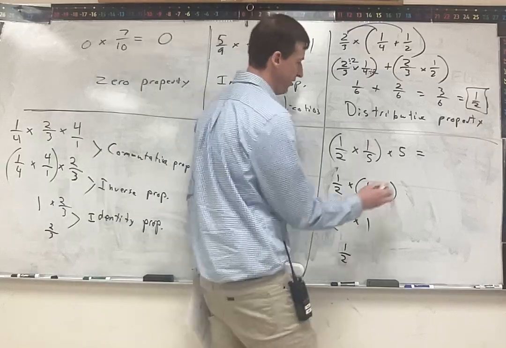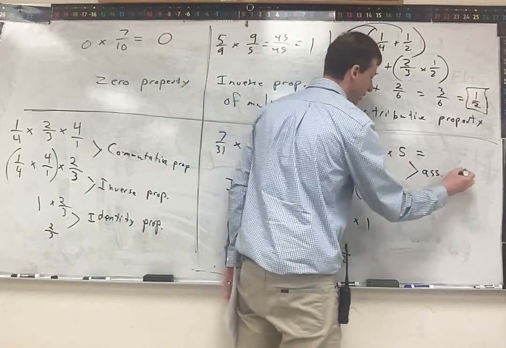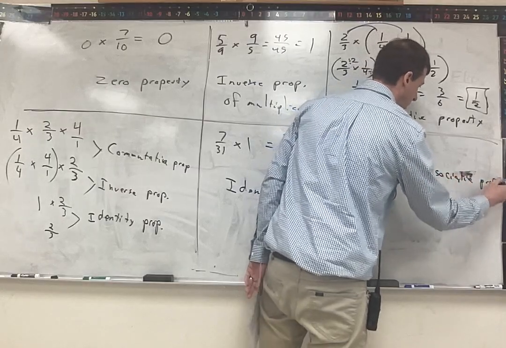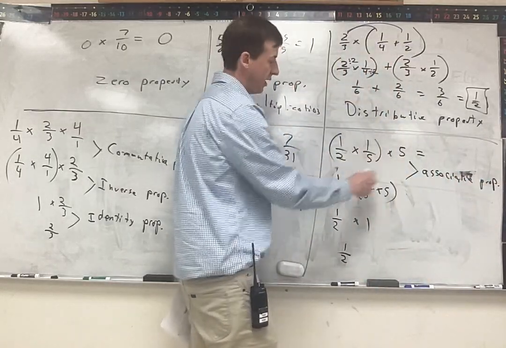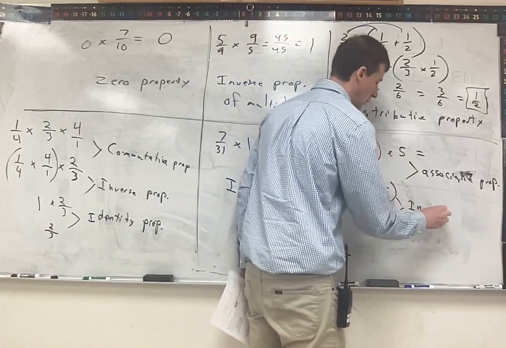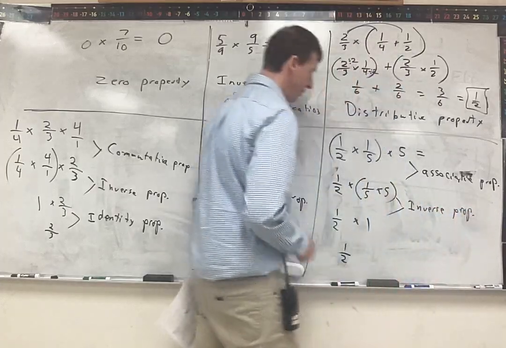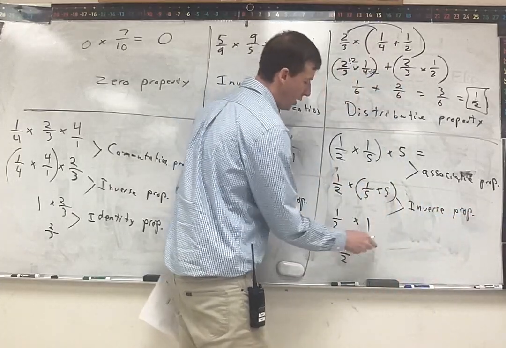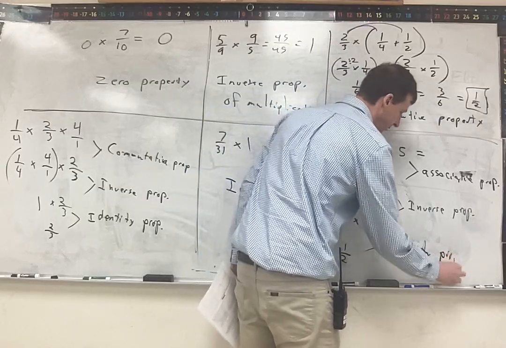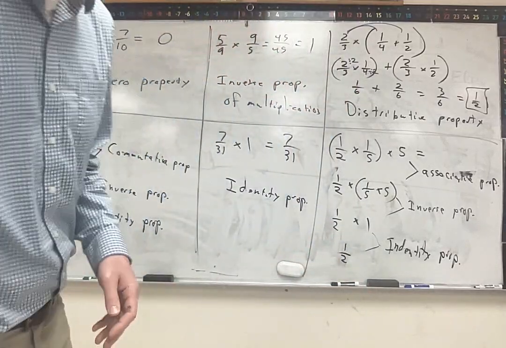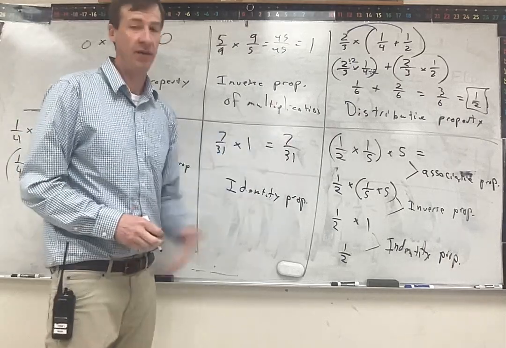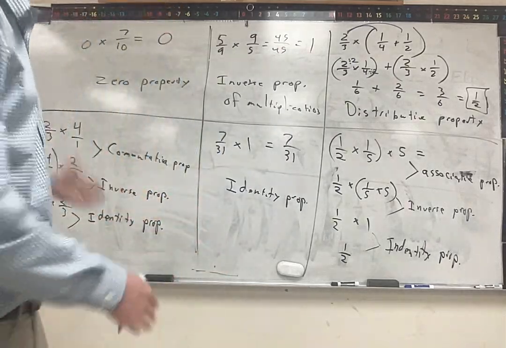So again, I used 3 properties on this one. First, I used the associative property to rearrange it so I could get my inverses together. Then I used the inverse property. And then once I had my inverses, I got a 1, which then was the identity property. It's going to be a lot to fit in the little square that I gave you. But using those properties helps you to solve these problems much faster than if you were just trying to use order of operations.